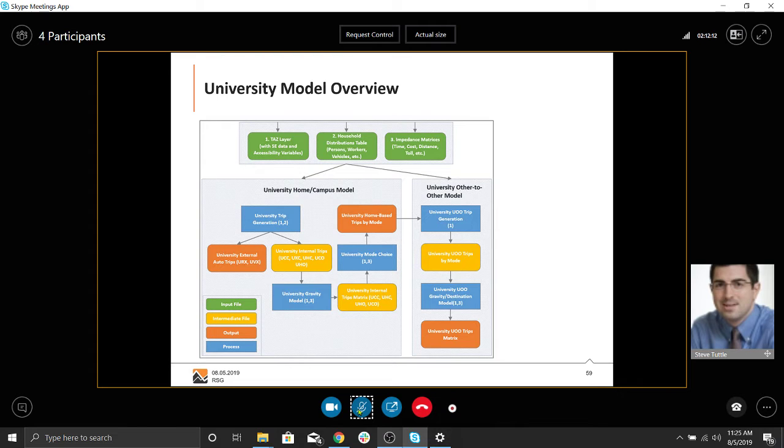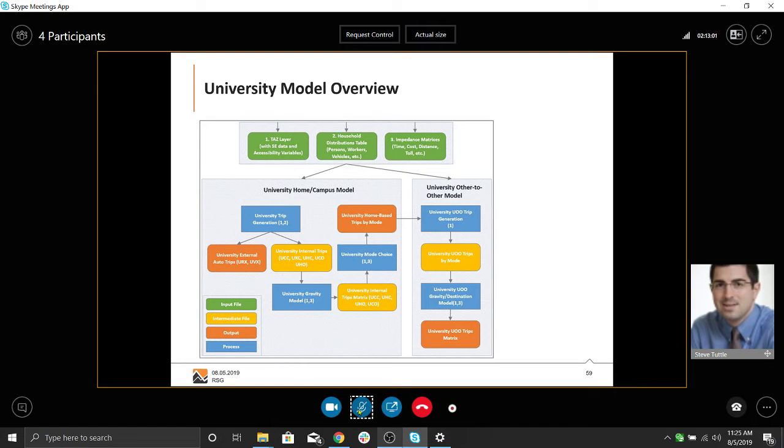So this is an overview of the university model. Obviously, this is important for Watts. It's got the University of Michigan, Eastern Michigan University, and some community colleges. So we have our zonal inputs, zonal assumptions, student residence, student enrollment, that's fed into this model. There's a university trip gen step that produces mostly internal trips, but there's some university external trips.